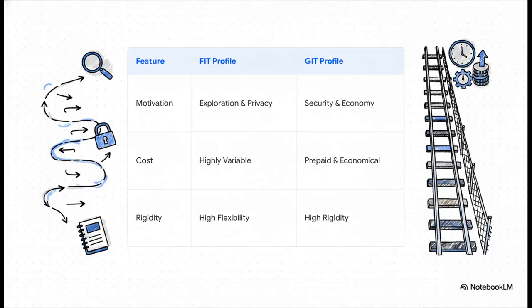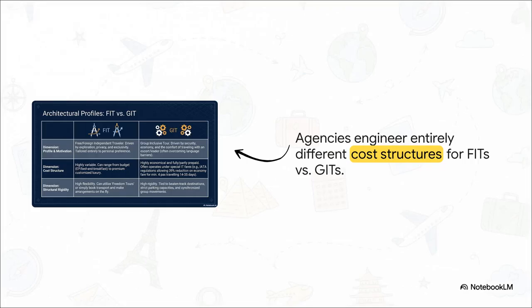Now, beyond the workers who are actually executing the trip, the architecture changes dramatically based on the style of the traveler themselves. This comparison here really highlights the difference. The FIT, or Free Independent Traveler, requires high flexibility and lots of privacy. But the GIT, the Group Inclusive Tour, trades that flexibility away for strict synchronization, absolute security, and highly economical, fully prepaid fares. So the really crucial takeaway here is that an agency has to engineer entirely different cost structures and logistical frameworks depending on which of these 2 profiles they're actually serving.